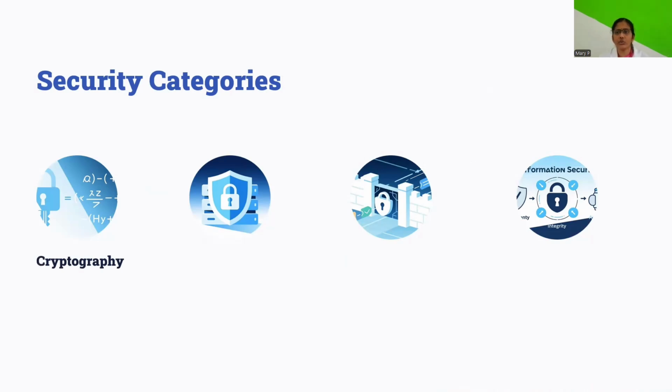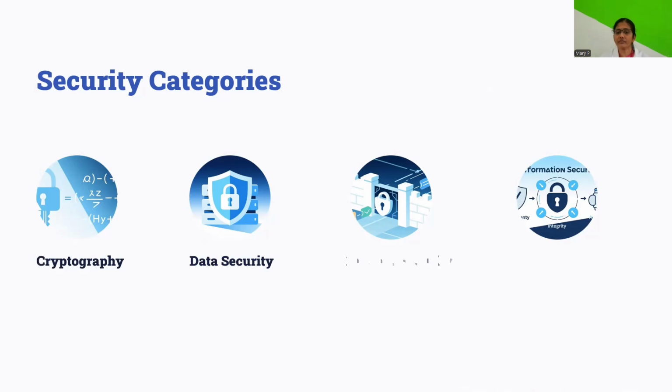We are regularly using WhatsApp. In that WhatsApp, they say your message is end-to-end encrypted. That means your message is securely transferred from one entity to another entity. That is called cryptography. What is data security? In data security, we ensure the data is safe from modification as well as corruption. That is called data security.